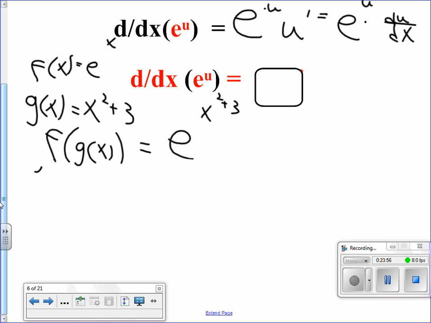When you take the derivative of all this, you take the derivative of the outer function and leave the inside alone. So the derivative of e to the u, I'm just going to write y prime, is e to the x squared plus 3, and then we have to multiply by the derivative of the inside function, which is 2x.